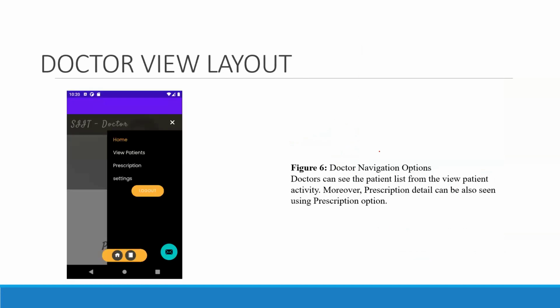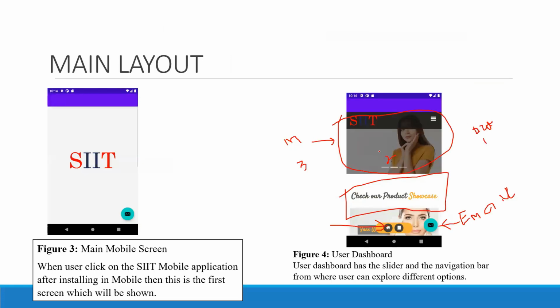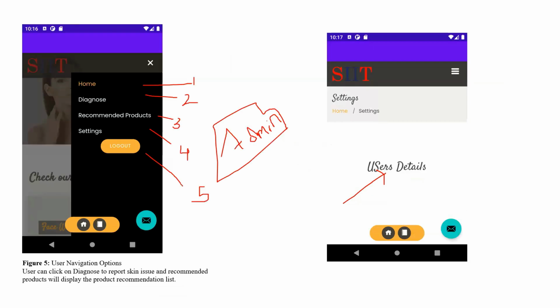See, this is the doctor view layout: home, view patient, prescription, the setting. The screenshots I have taken from my application. These are screenshots I have taken from my emulator. After running my emulator, I took a screenshot.